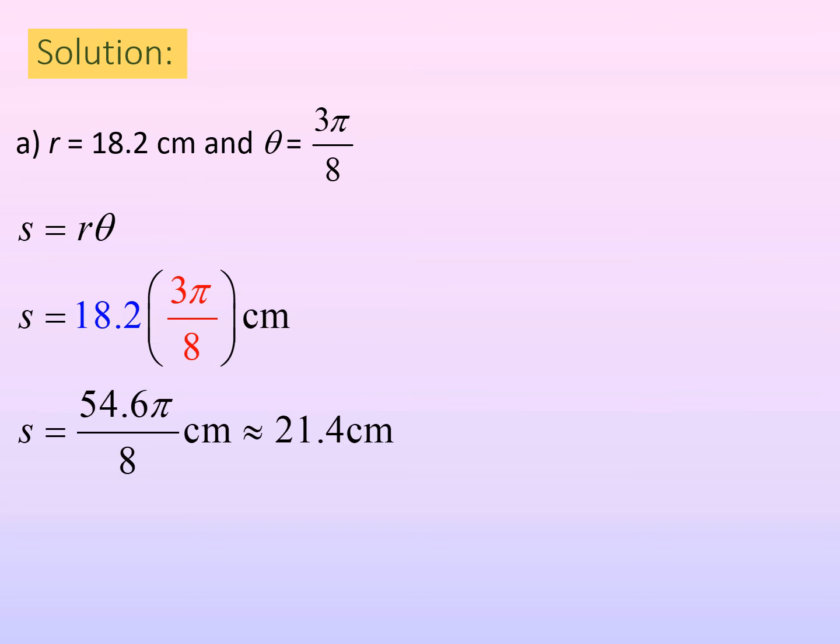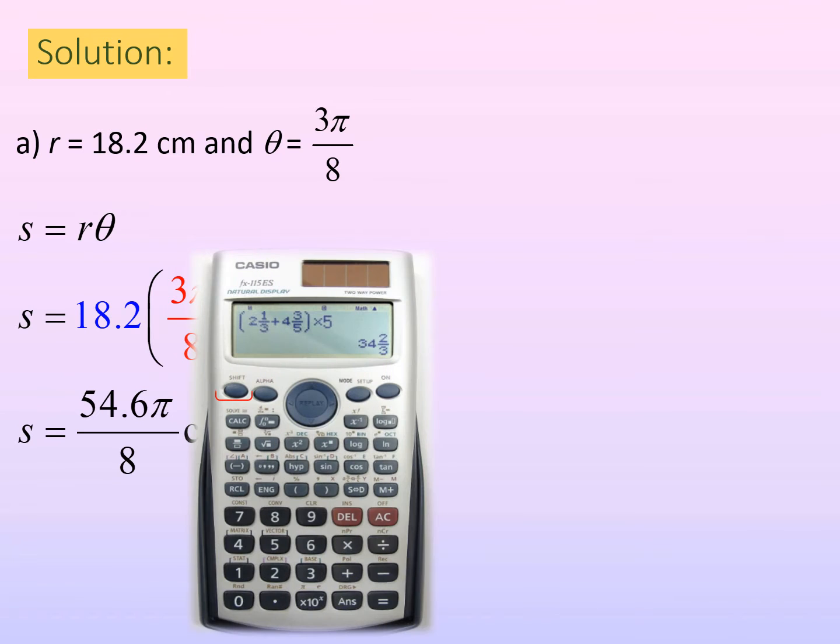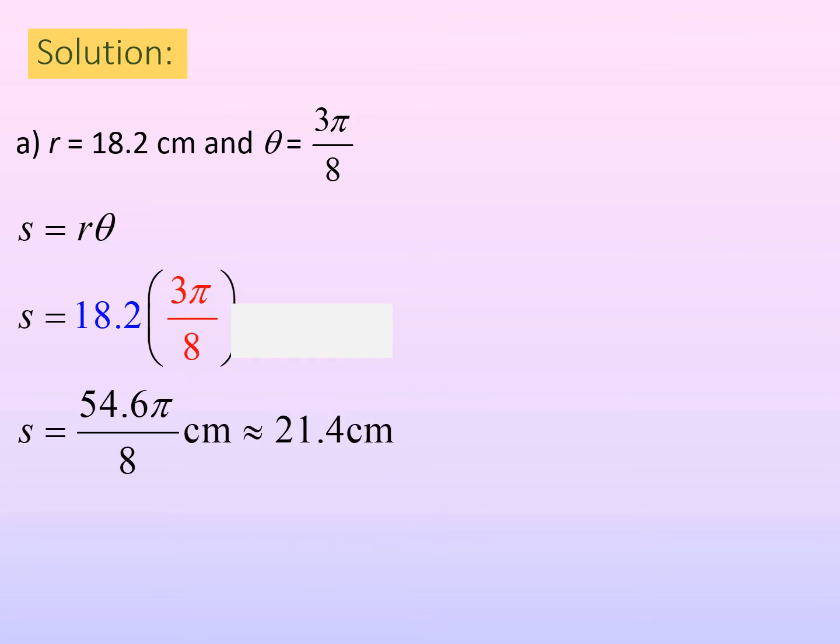In the calculator, to simplify this one, just press shift for the pi, and then this tab in your calculator. So 54.6, shift that button, then divided by 8. So you can have the answer approximately equal to 21.4 centimeters. Now let us proceed to letter B.